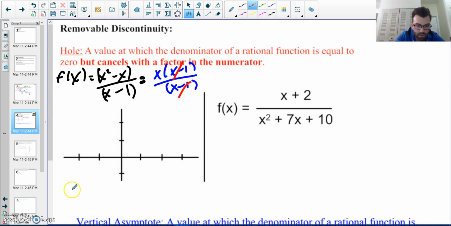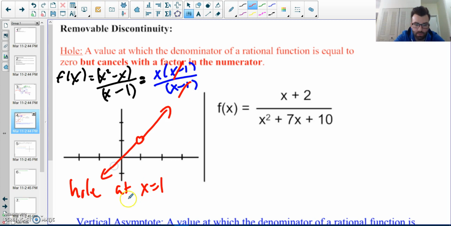So there's a hole at x equals 1. At x equals 1, there's this hole. That's how we would graph that. And the function goes on forever that way, and it goes on forever this way. A hole at x equals 1, and it's (1, 1).